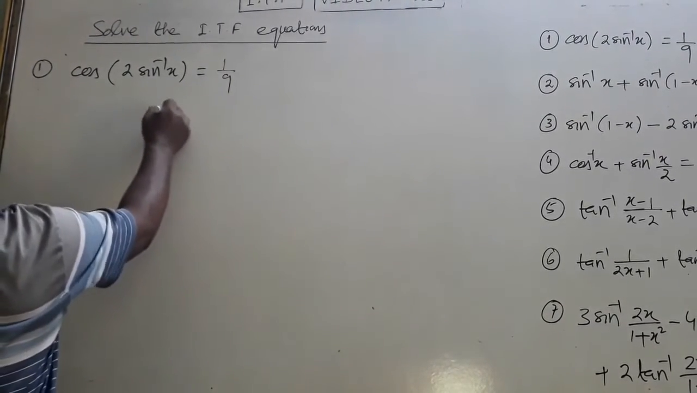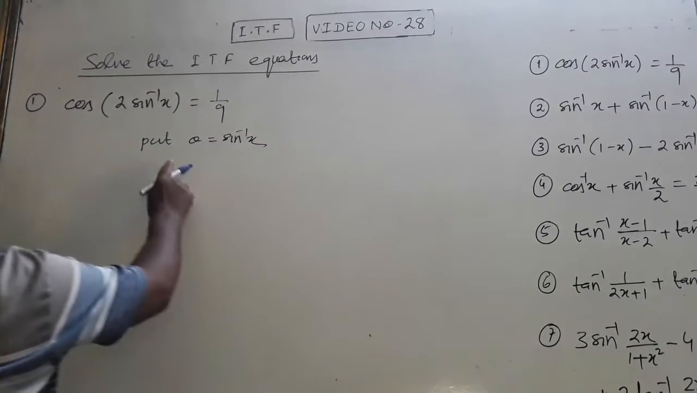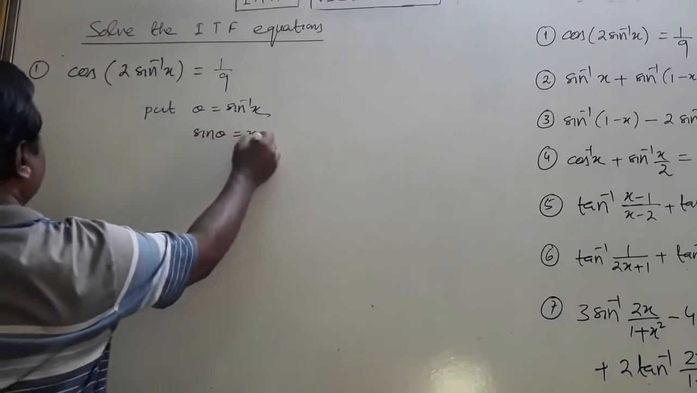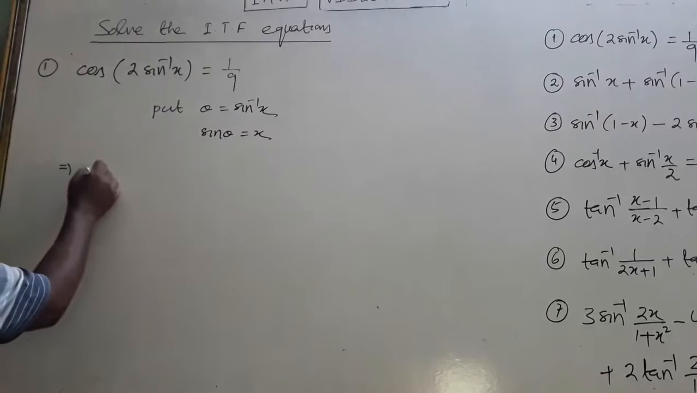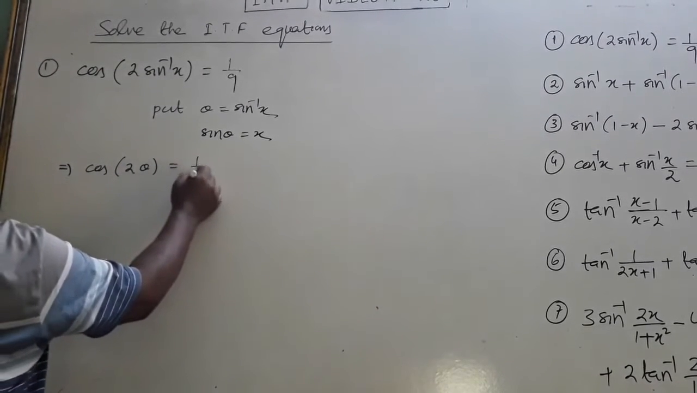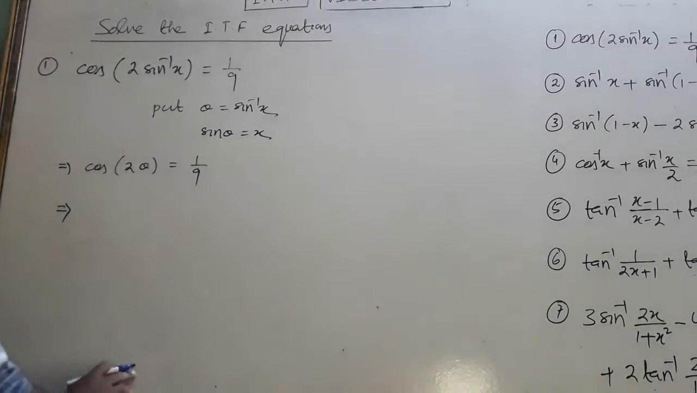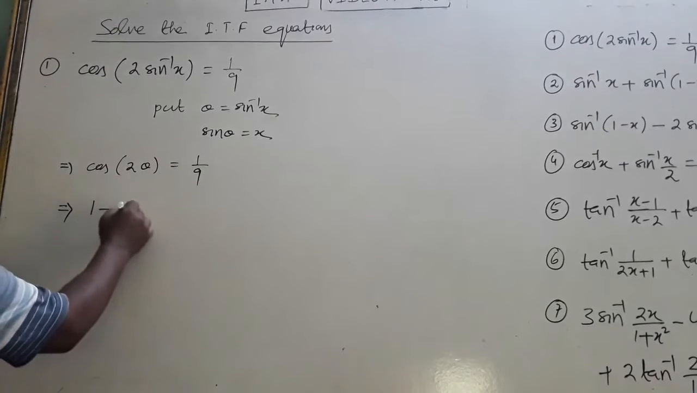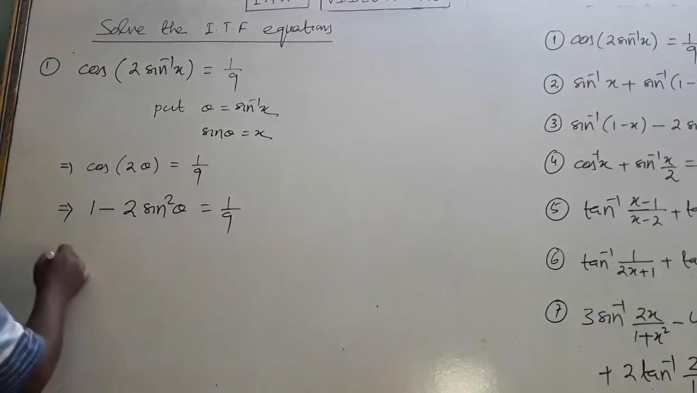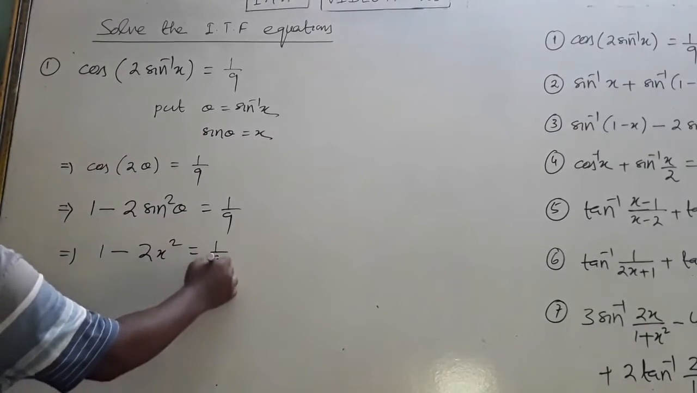Here put theta as sin inverse x, and I am doing this problem in a very short manner. We know sin theta is equal to x. This becomes cos 2 theta is equal to 1 by 9. As the formula, sin theta is equal to x. So apply the formula 1 minus 2 sin square theta is equal to 1 by 9. This implies 1 minus 2 x square is equal to 1 by 9.